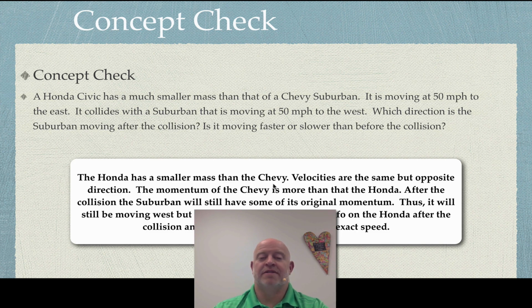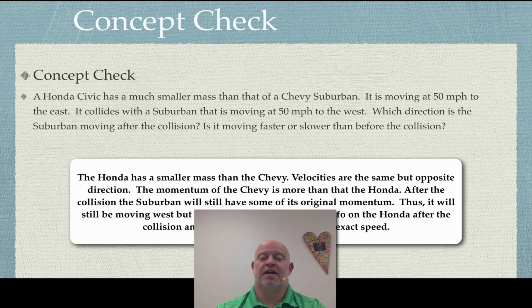Well, the Honda has a smaller mass than the Chevy, right? Which means when they collide, it has less momentum than the Chevy does. Not just because it's smaller, but because it's also moving at the same speed. Because the velocities are the same, it's going to have less momentum. As a result, the Chevy Suburban has more momentum and the Honda has less momentum, which means there's going to be extra momentum moving to the west than there was to the east. Which means at the end of it, the total momentum has to still be moving towards the west. So the Suburban is still going to be moving west.